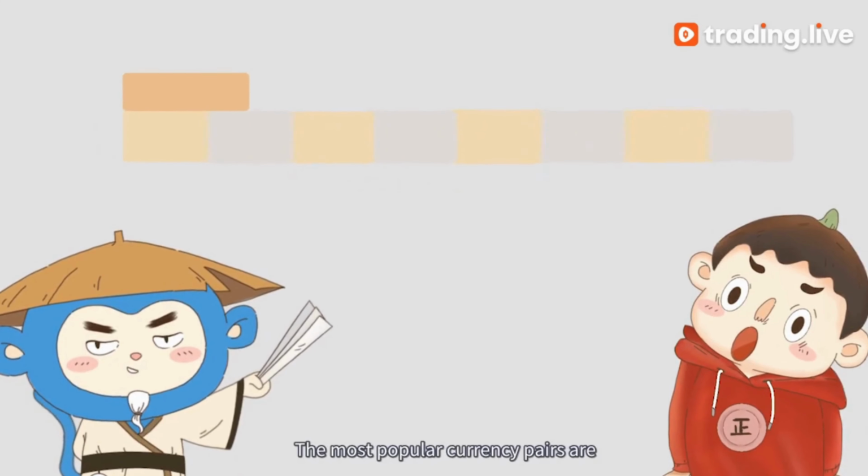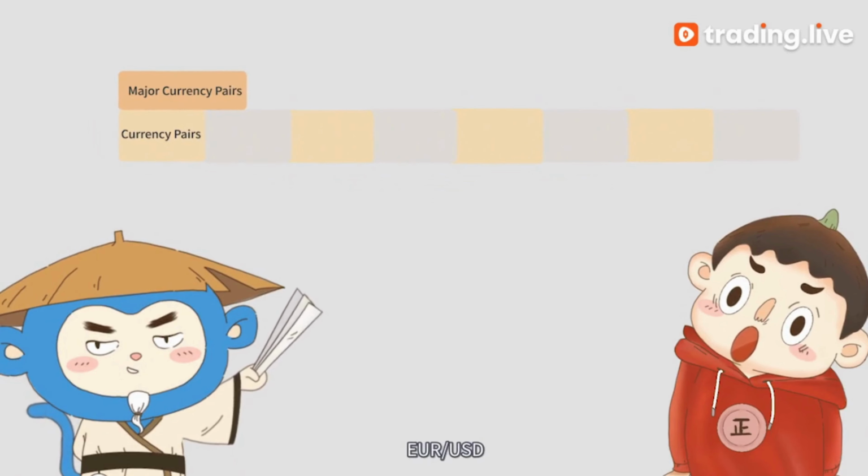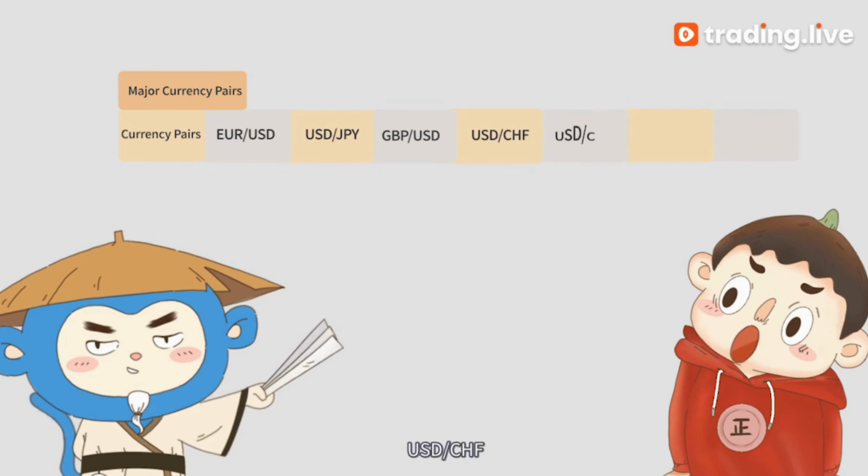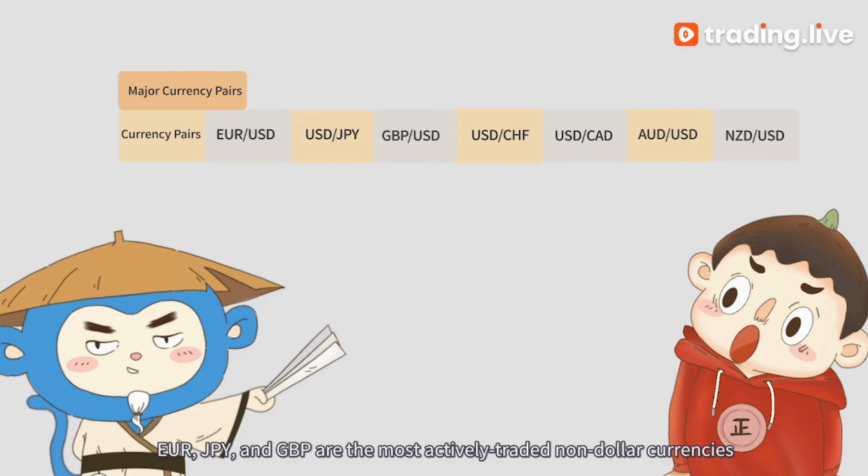The most popular currency pairs are euro to US dollar, US dollar to Japanese yen, pound sterling to US dollar, US dollar to Swiss franc, US dollar to Canadian dollar, Australian dollar to US dollar, New Zealand dollar to US dollar. Among them, the euro, Japanese yen, and pound sterling are the most actively traded non-dollar currencies.